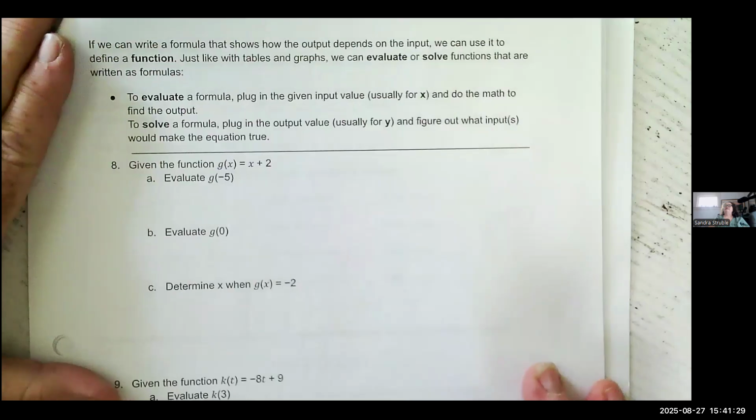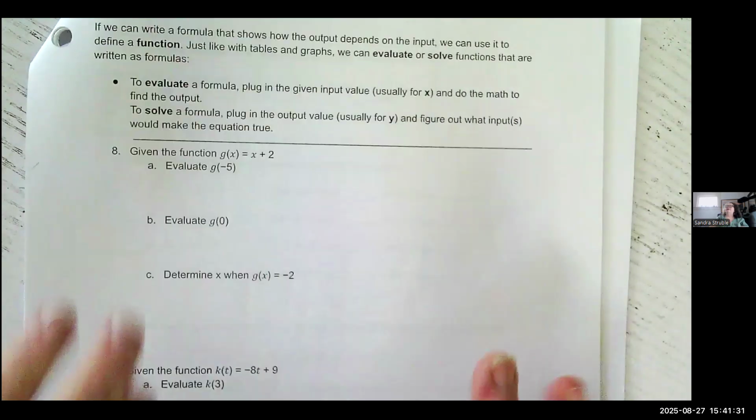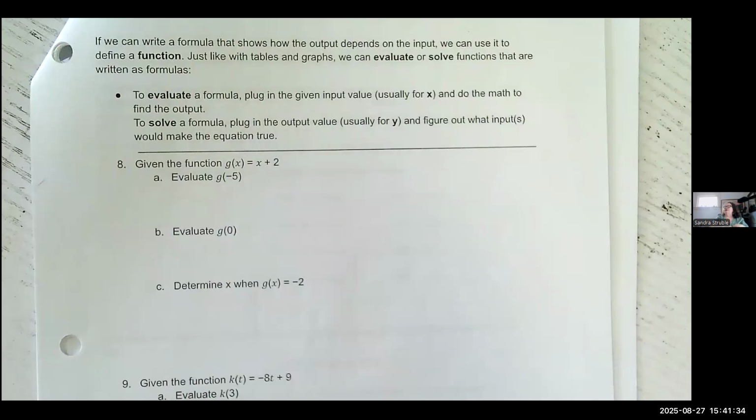If we can write a formula that shows how the output depends on the input, we can use it to define a function. Just like with tables and graphs, we can evaluate or solve functions that are written as formulas. To evaluate a formula, you're going to plug in the given value and simplify the right side. You're not going to solve for anything. To solve a formula, that is different. That's when you plug in a value for y and solve for your input value, which is usually x.